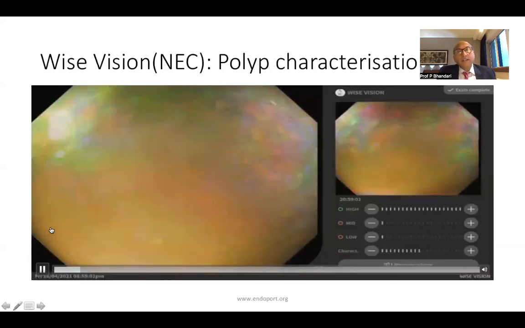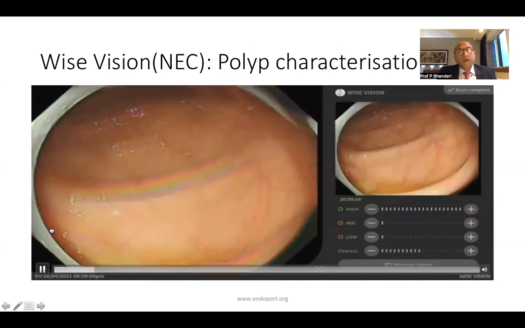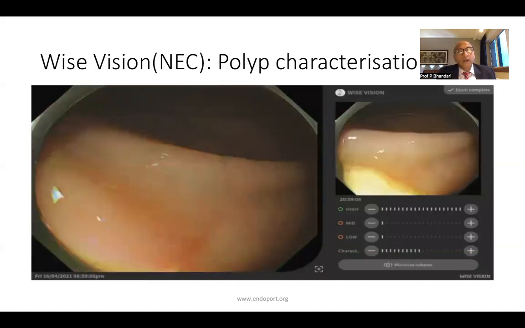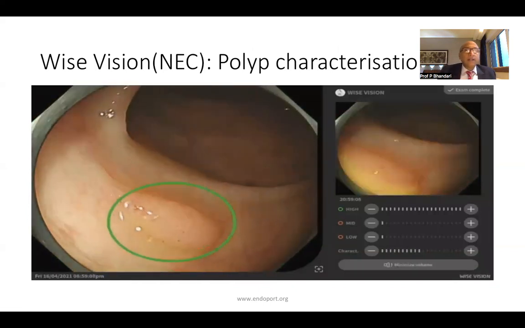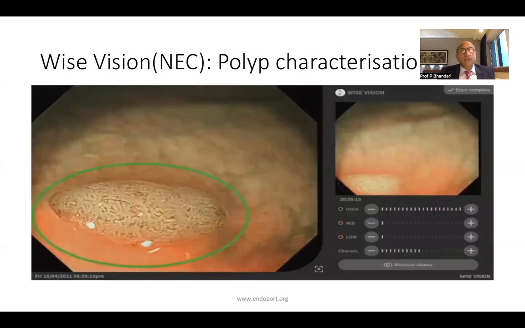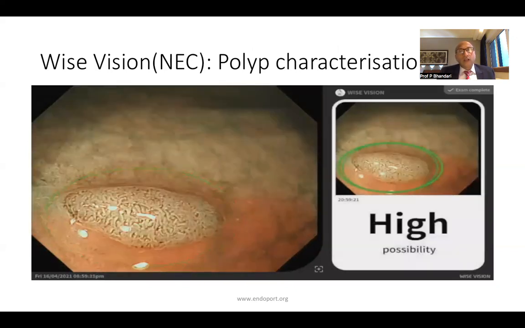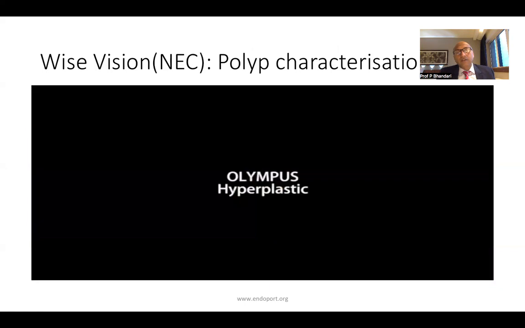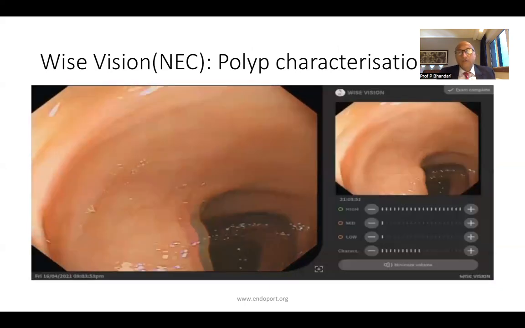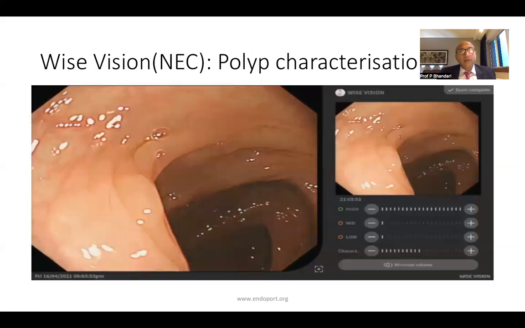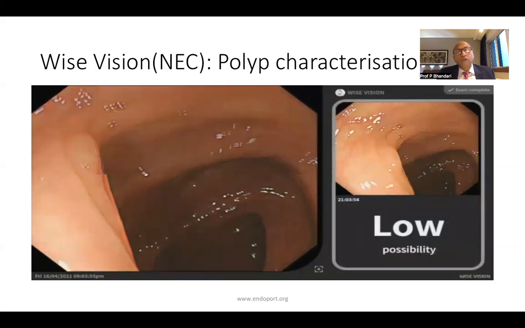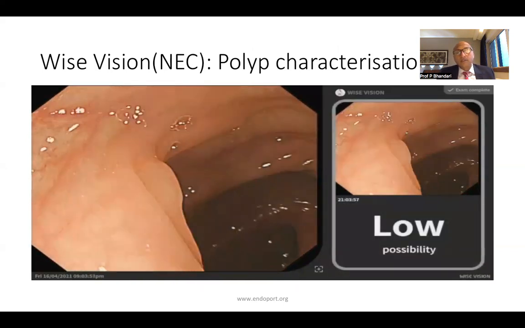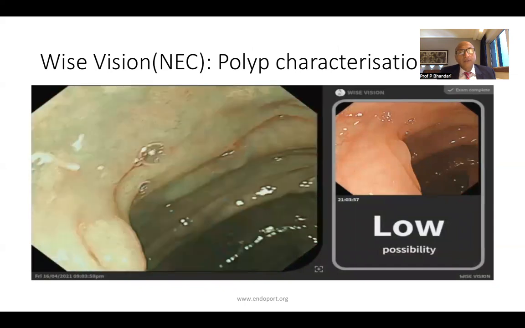The other advantage of Wise Vision is that it works across all platforms: Olympus, Fuji, Pentax. So that is the detection. And then you take a still, it immediately tells you high possibility of adenoma. If it is a hyperplastic polyp, it will tell you low possibility. So that is the code word for hyperplastic.